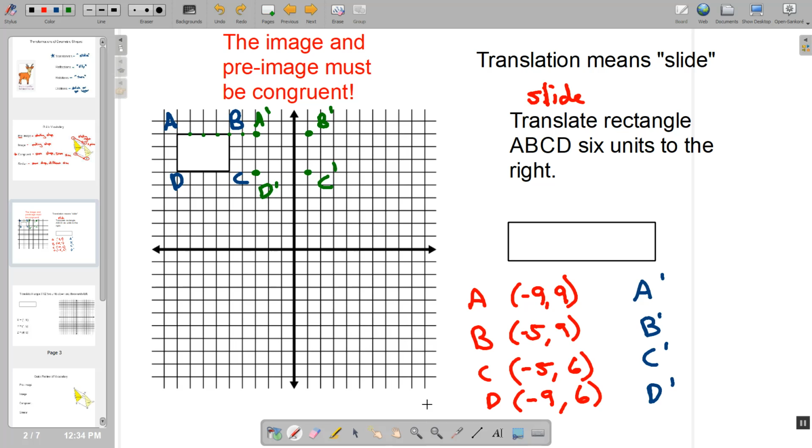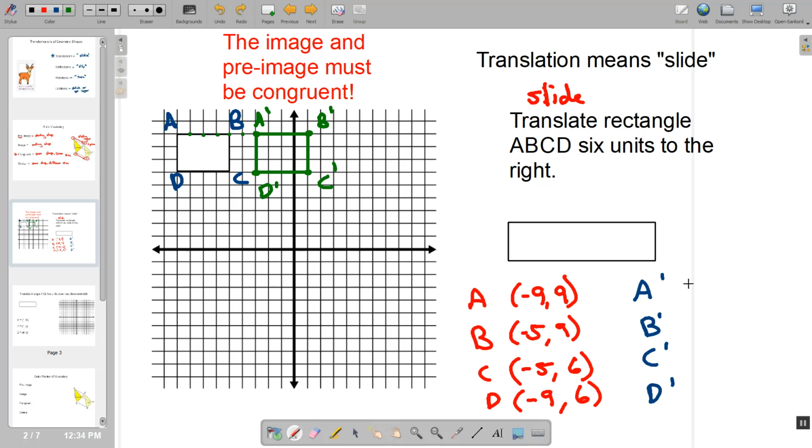And using the fact that these shapes have to be congruent to each other means that once you graph that first line, you can really start to shortcut the other steps in the process. So there we have A prime, B prime, C prime, and D prime. Just from the eye test, it looks like these are congruent, so I probably have it correct.